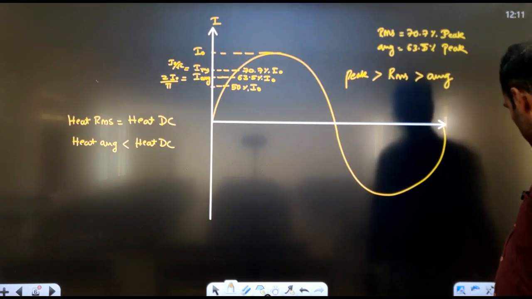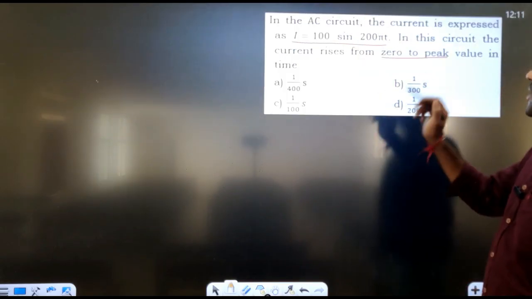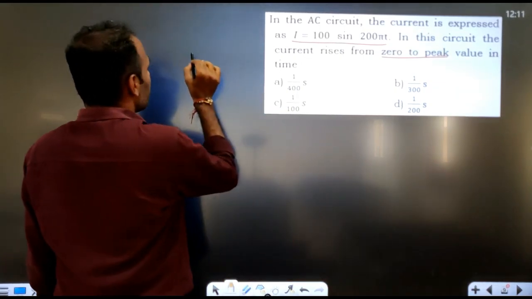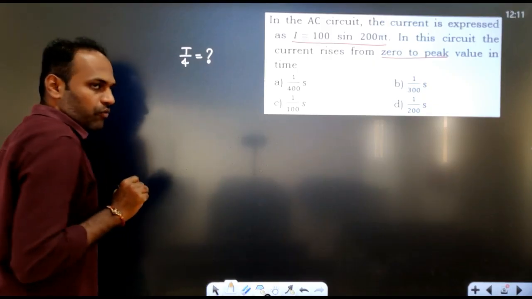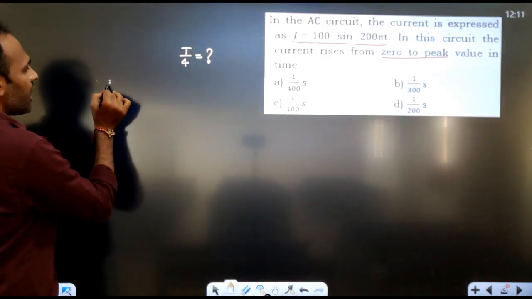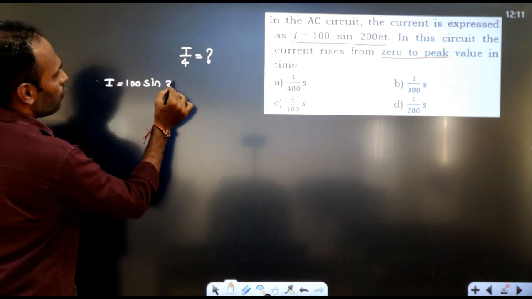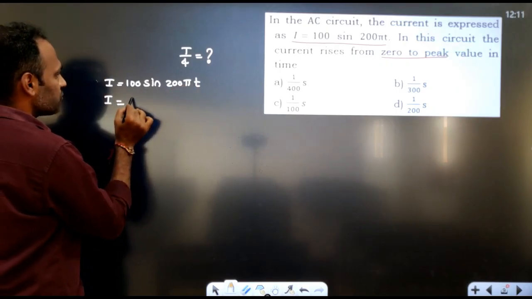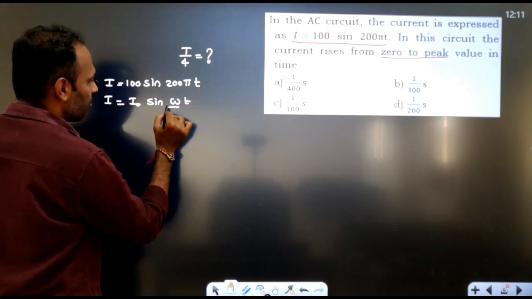So let us go for the problem. 1/4 of time period we have to calculate here. Okay. So time taken to reach peak value means we have to calculate T by 4. 1/4 of time period we have to calculate. See, the given equation is I = 100 sin 200πt. You compare this with the standard equation I = I0 sin ωt.